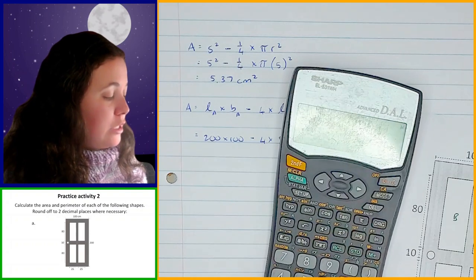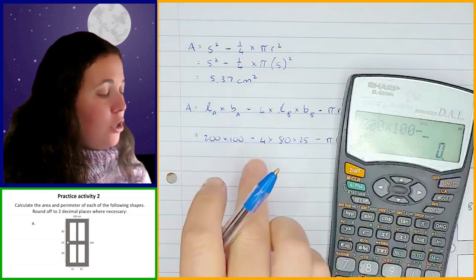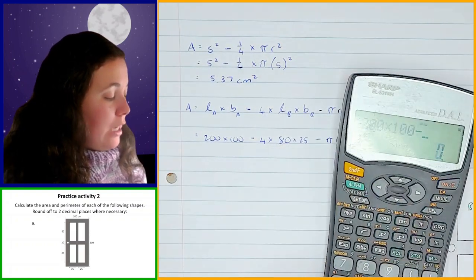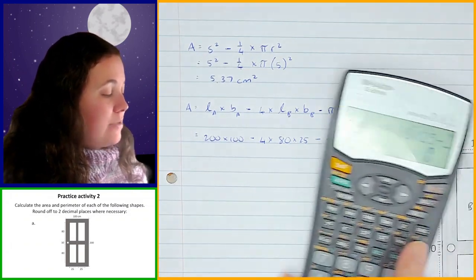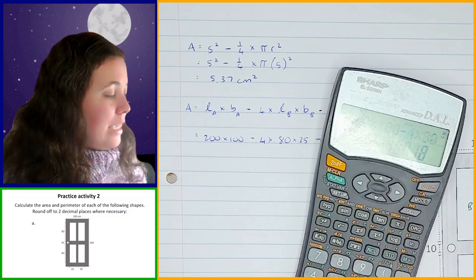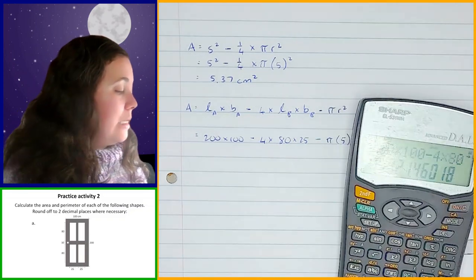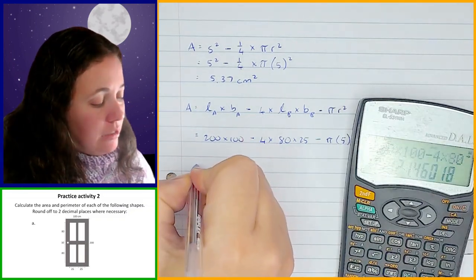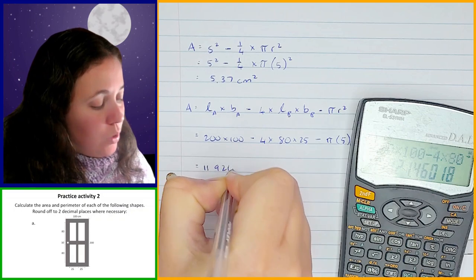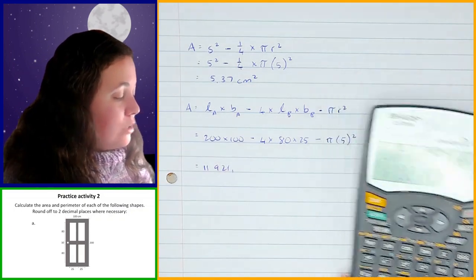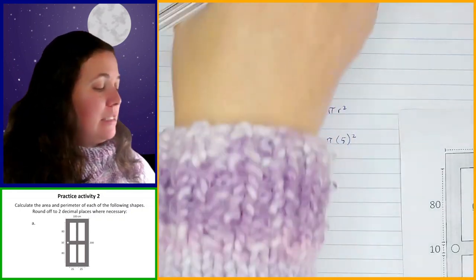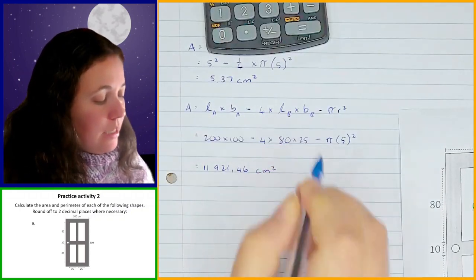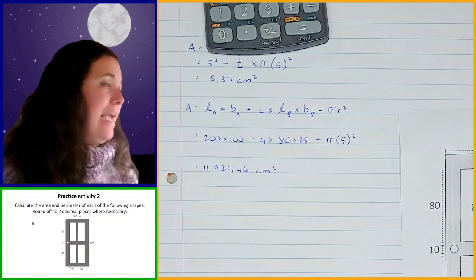So I've got 200 times 100 minus 4 times 80 times 25, minus pi times 5 squared. And that gives us 11,921.46, and that is centimeters squared. So that's what we should have got for question A.